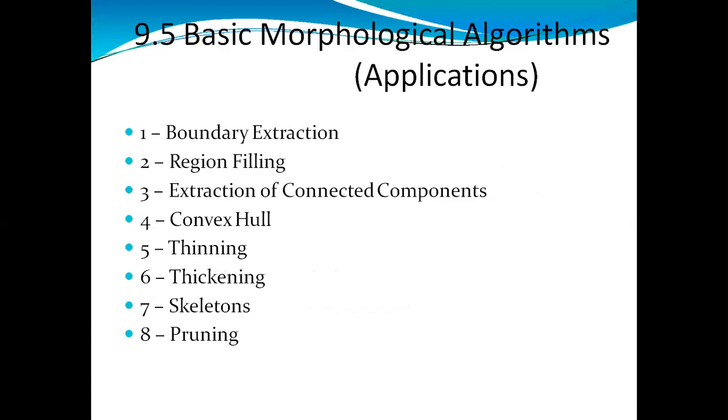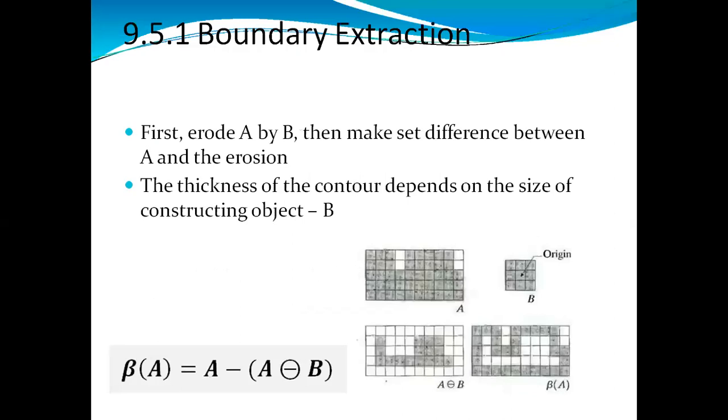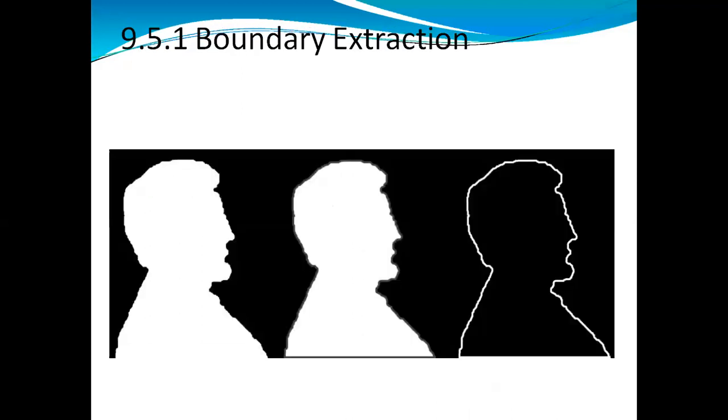The next thing we need to know is the basic morphological applications. We have boundary extraction, region filling, extraction of connected components, convex hull, thinning, thickening, skeletons, and pruning. For boundary extraction, first we erode A by B, then we take the set difference between A and the erosion. The thickness depends on the structuring object B. This is the boundary extraction, the outer layer is extracted.